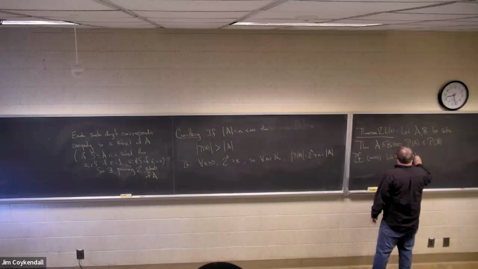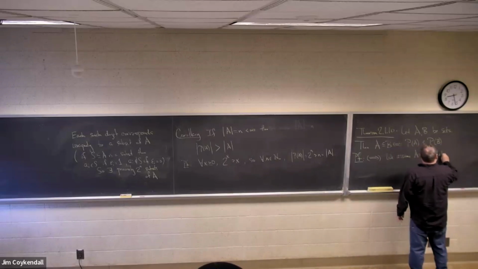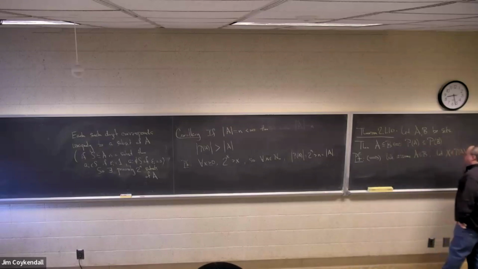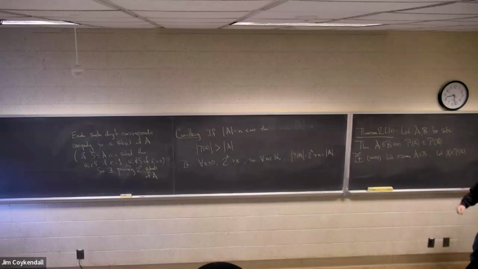For this arrow, we assume that A is contained in B and let X be in the power set of A. I want to show that this X that's in the power set of A actually lies in the power set of B. Now, this is a matter of breaking down what this is all about. What does it mean for X to be an element of the power set of A? It means that X is a subset of A, right? That's the definition.